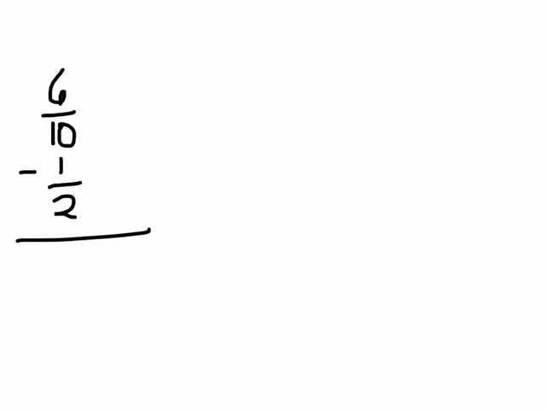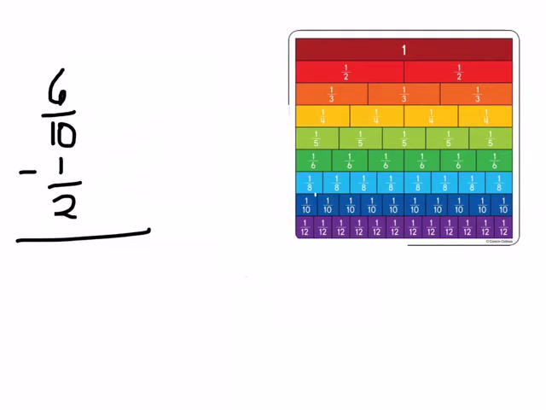So the first thing I need to do to solve this problem is find a common denominator. There are several ways that I can do this. One way is to use my fraction chart. I can look to see if halves are multiples of 10 by drawing a straight line down the halves all the way to tenths to see if they are equal.